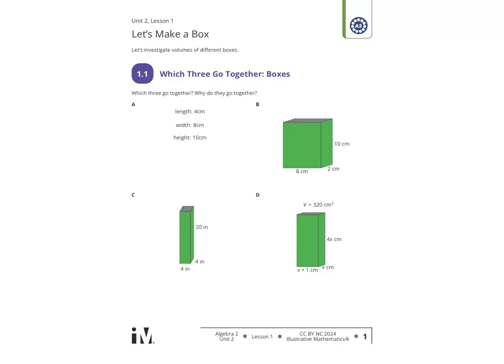Welcome to Unit 2, Lesson 1. Let's make a box. All right, so our objective is we're going to investigate the volume of different boxes. So, which three go together?